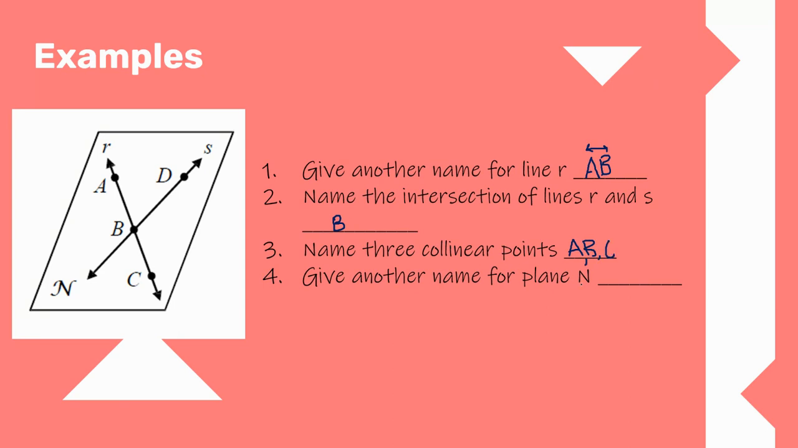Give another name for plane N. So this is our plane. It's also named N. So let's pick 3 points that are not on the same line to rename our plane. And that can be A, C, D. So now this is plane ACD.